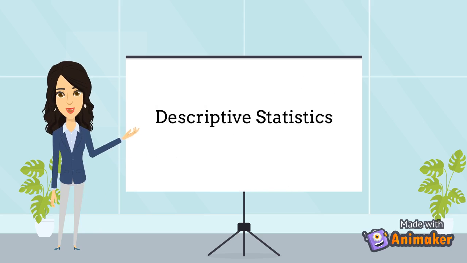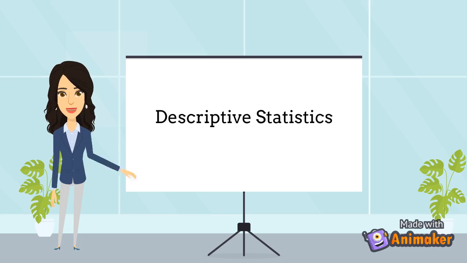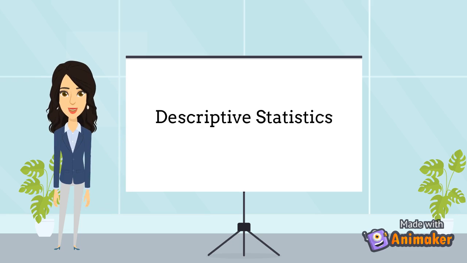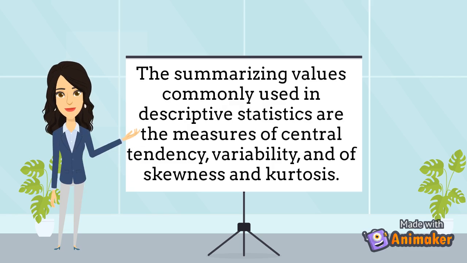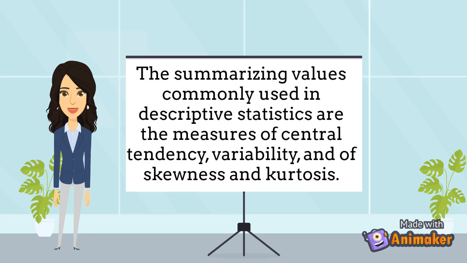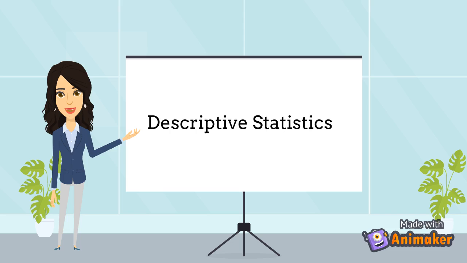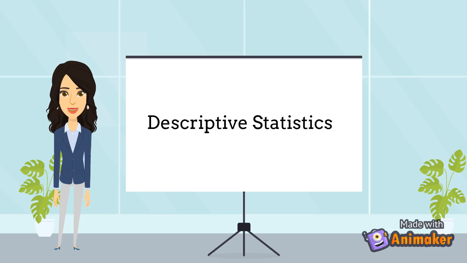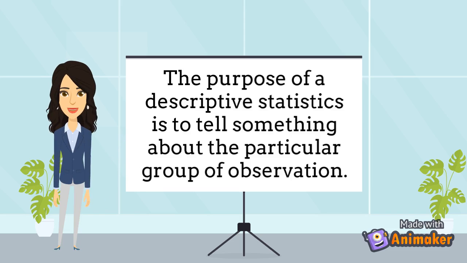Let's proceed to the two types of statistics. 1. Descriptive statistics. Concerned with gathering, classification, summary calculations, graphs, charts, and tables. The summarizing values commonly used in descriptive statistics are the measures of central tendency, variability, and of skewness and kurtosis. Descriptive statistics is the totality of methods and treatment employed in the collection, description, and analysis of numerical data. The purpose of descriptive statistics is to tell something about the particular group of observations.